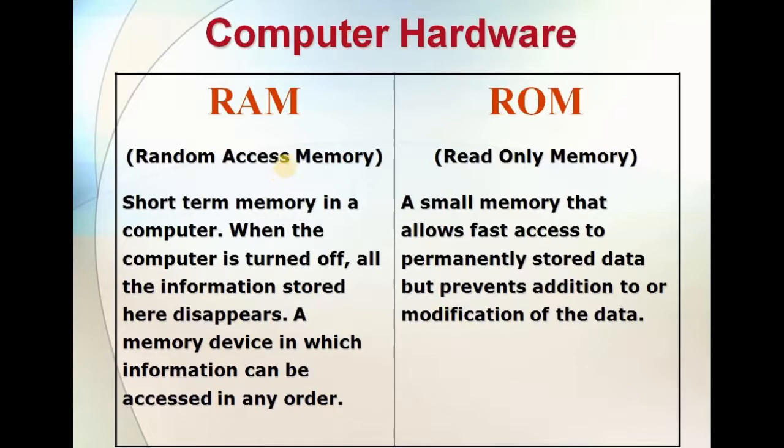We call this temporary memory because whenever the computer is on, only during that time can we access the information present on it, and its space is very small. Like in modern days, if I have a laptop or a desktop computer, my RAM will be almost at the maximum 4 GB or 8 GB. So usually this is the way we use computers.